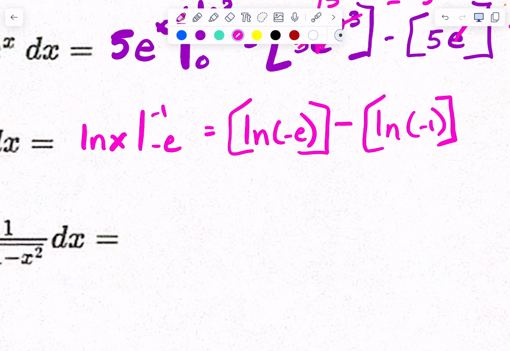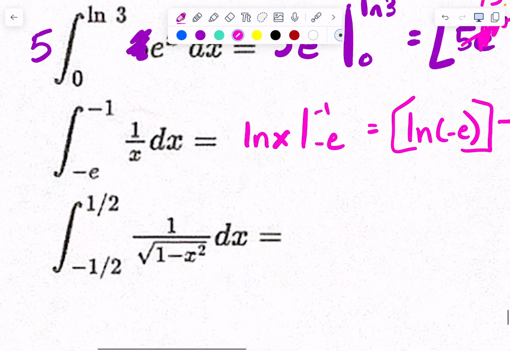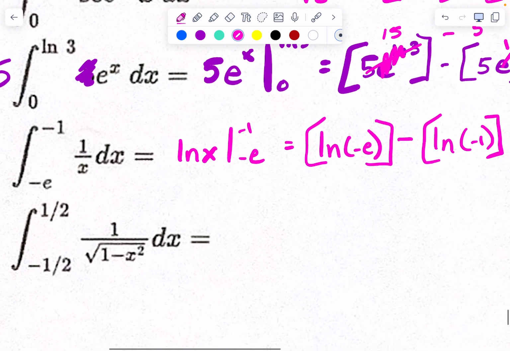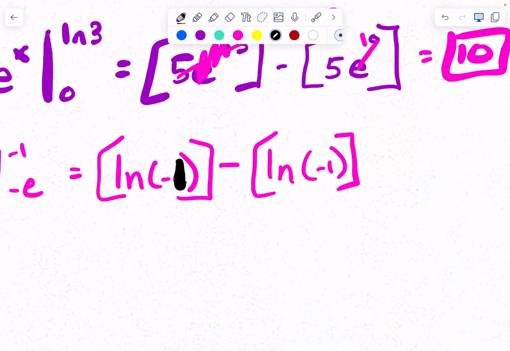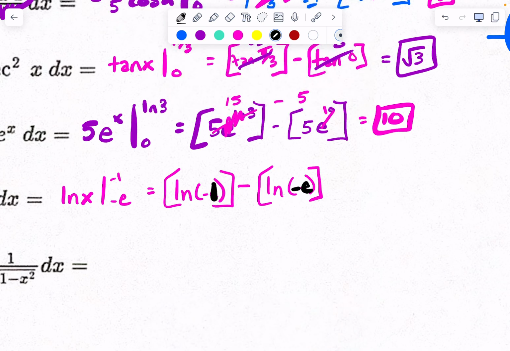Oh, shoot. You can't take ln of negative numbers. Why not? You can't take ln of negative numbers, right? And also, I did it wrong. 1 should go here and e should go here. Take ln of -1. Domain error. You can't put negative numbers into an ln. Error.